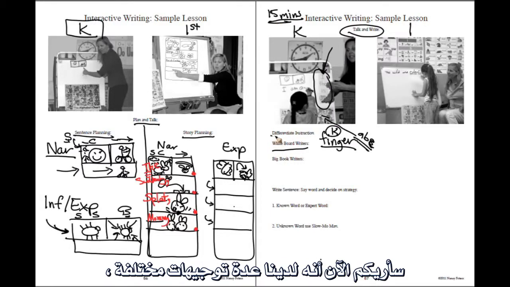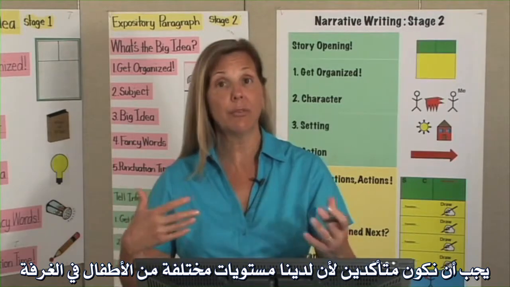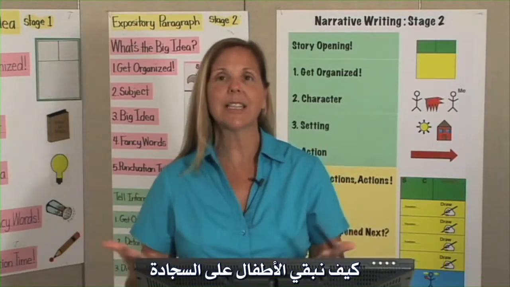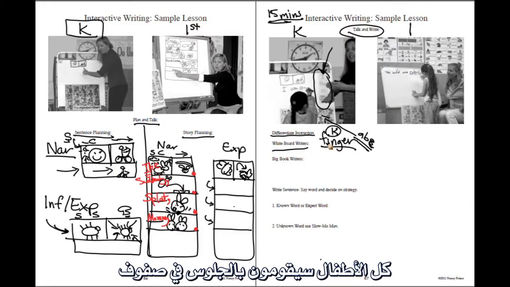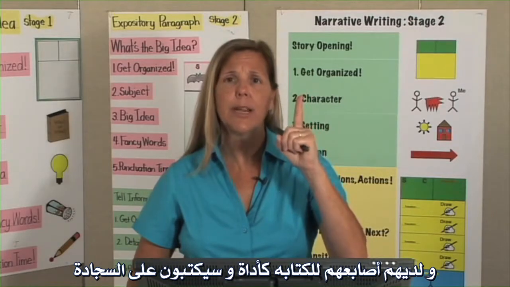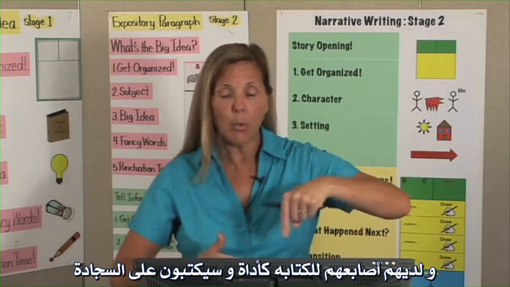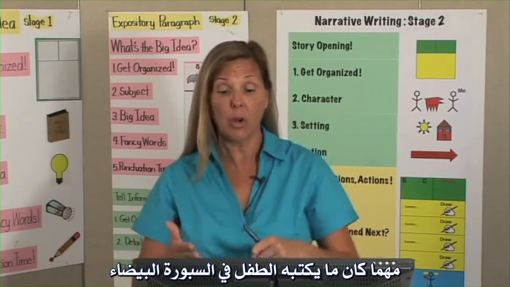I show you right now we have differentiated instruction. We need to make sure, because we have all different levels of kids in our room, how do we set the kids up on the carpet? Well, in kinder, all the kids are going to be sitting in rows, and then they'll have their finger as their writing tool, and they will write in the carpet whatever a child is writing up on the whiteboard.